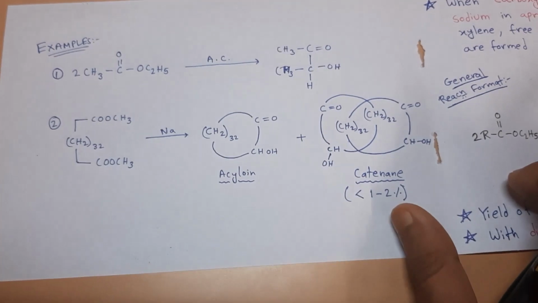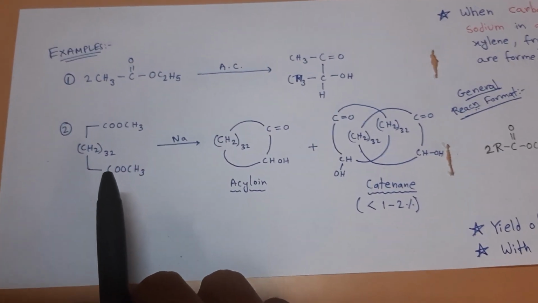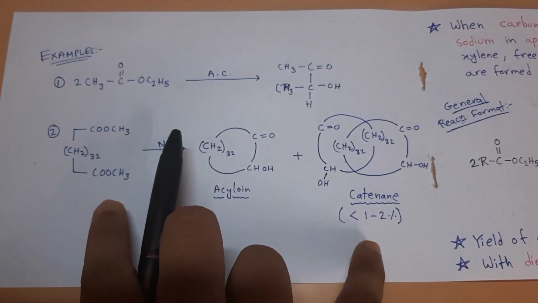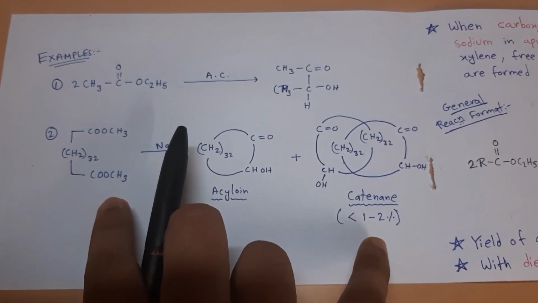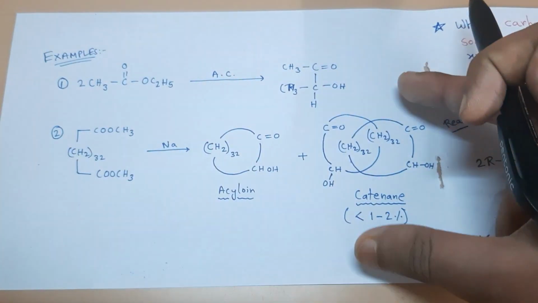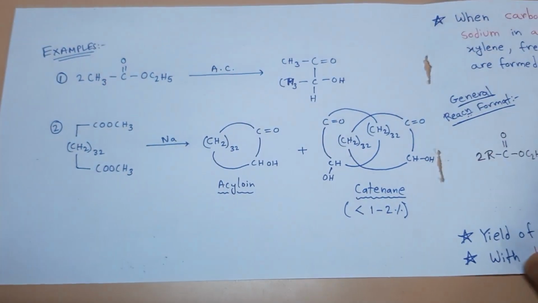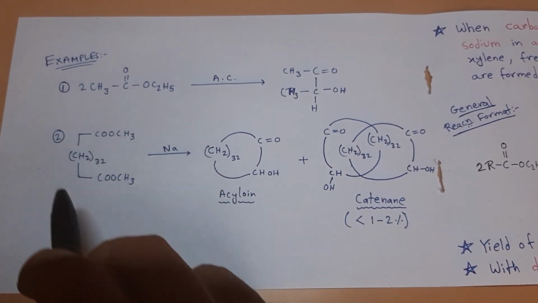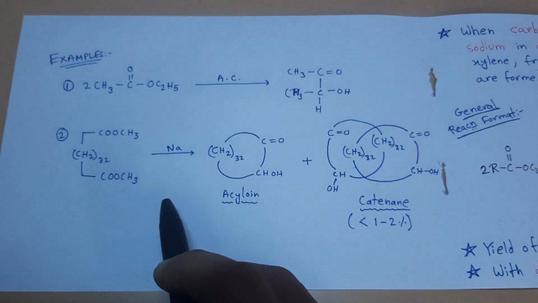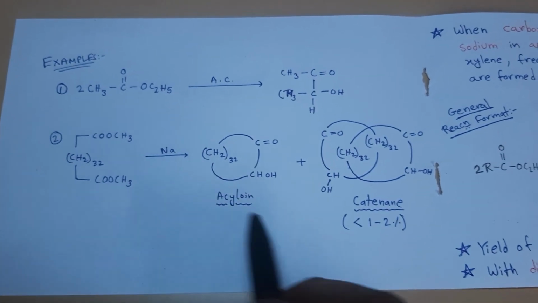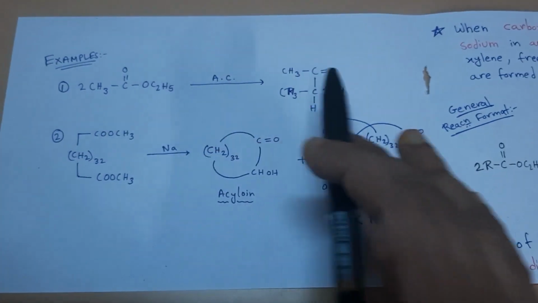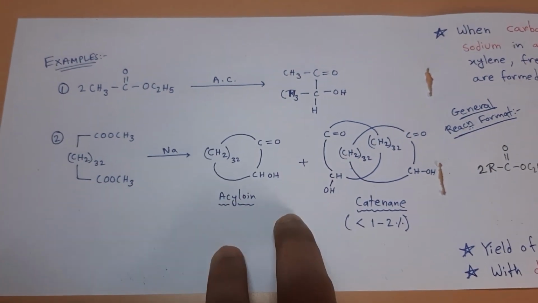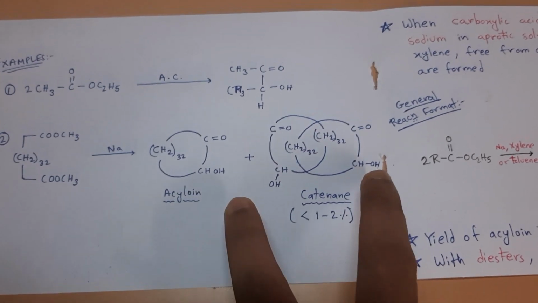The second example is rather a complex one, and it's actually one of the many uses of this condensation reaction to form this particular product, which is called catenane. It's used in a lot of industrial functions, and this is the total complex structure. And when exposed to the acyloin condensation, it will become the respective acyloin as well as 1 to 2% of catenane.